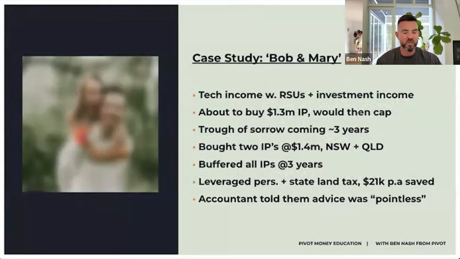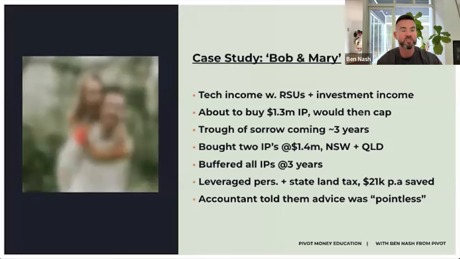I've changed the names because I do get into a bit of the numbers around this, but basically these guys are tech workers. They had RSU income, a bit of investment income. They were about to buy a $1.3 million investment property, and then they essentially would have capped out on their borrowing capacity. They were planning to start a family in about 3 years, and they knew that their income was going to crunch. And so they had this window and they wanted to make the most of it. After doing the planning process, they ended up buying 2 investment properties at $1.4 million, one in New South Wales, one in Queensland.